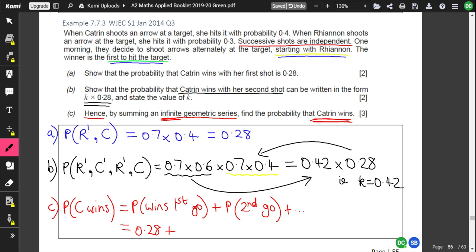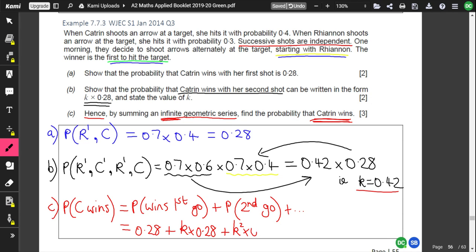And the question was trying to help us here. They told us to write it in the form k times 0.28, which I'm going to do now. Remember, k was 0.42. If we think about what it would be for her third go, that would be both missing, 0.7 times 0.6, and again, both missing, so that happening twice. Remember that bit was k, so k times another k, so that's both miss, and then both miss again, but then for the 0.28, that's Rhiannon missing, but Katrin hitting. So that's the chance Katrin wins on her third go.